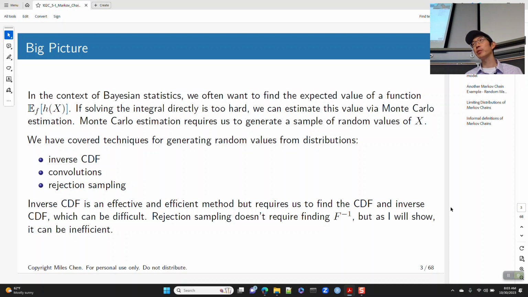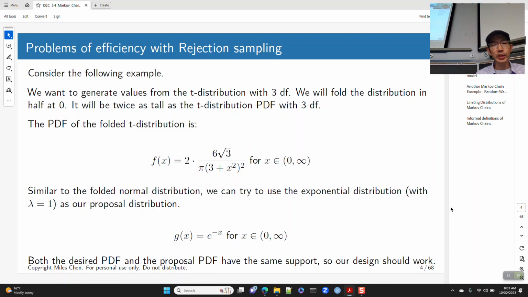But with Monte Carlo, we have to be able to generate random values of that particular distribution. And we've covered a few methods for generating random values. We had inverse CDF, we saw convolutions. A thing we could also throw in there was the Box-Muller transformation, as well as rejection sampling. Inverse CDF is effective and efficient, but finding that CDF and inverting it can be a challenge. Rejection sampling doesn't require finding the inverse CDF, but it can be inefficient, and I want to show you some examples where it would be inefficient.